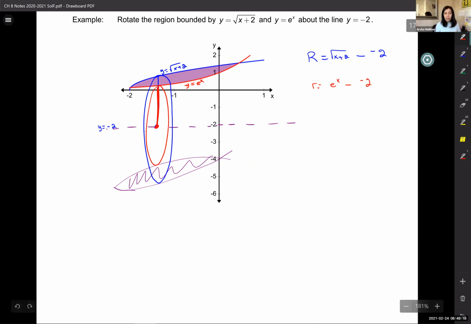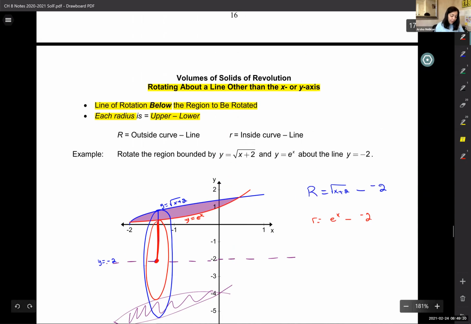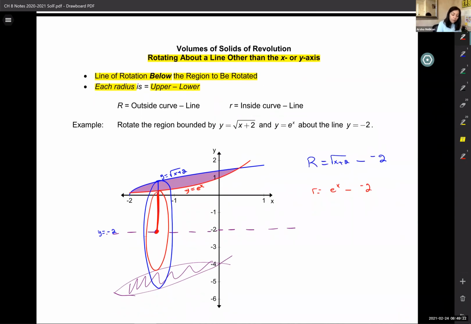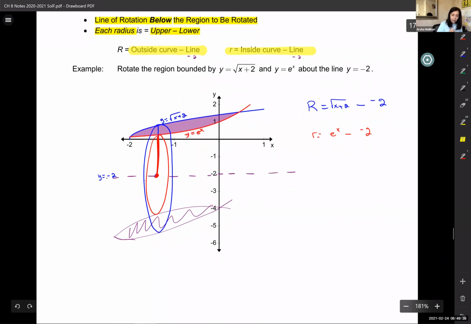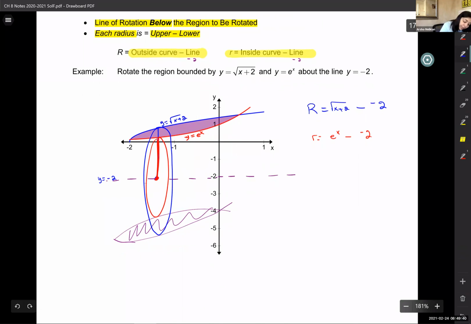Watch those double negatives there. So what did we end up doing? For the big radius, we did the outside curve minus the line, negative 2. And for the little r, we did the inside curve minus the line, negative 2. So capital R is root x plus 2 plus 2, and little r is e to the x plus 2.